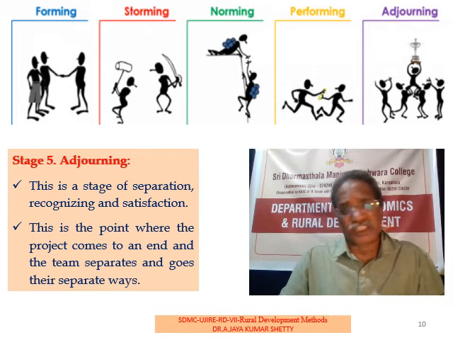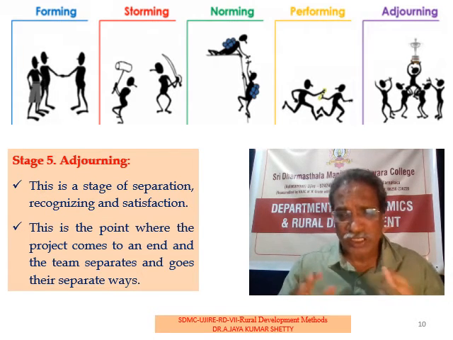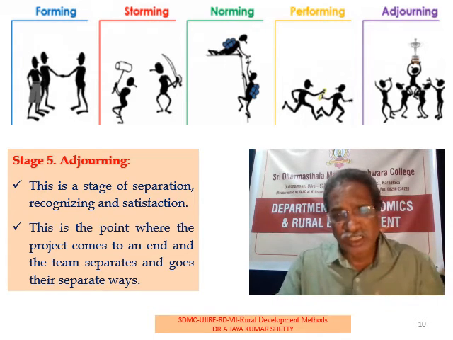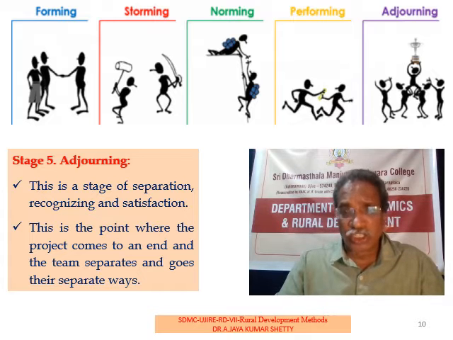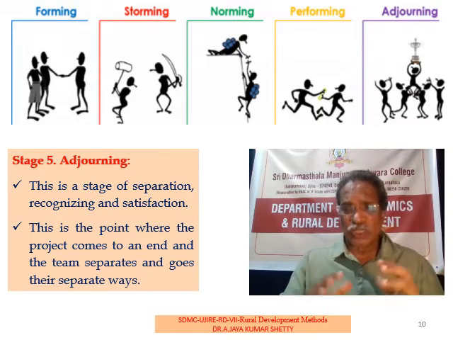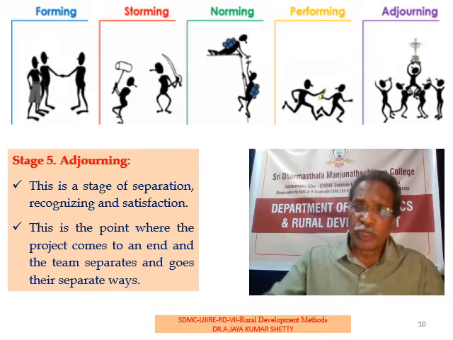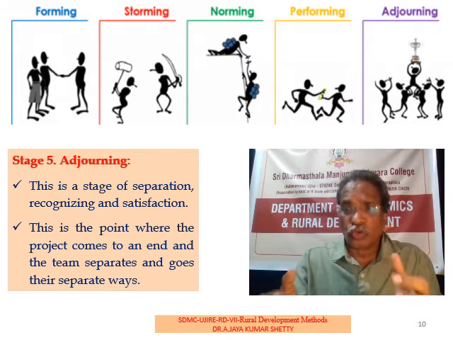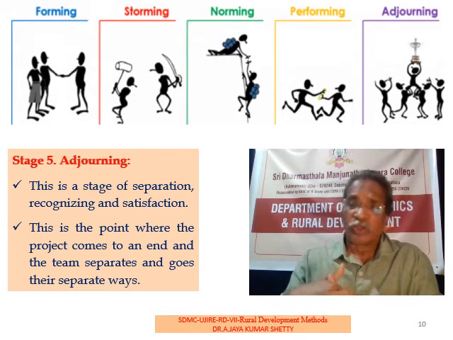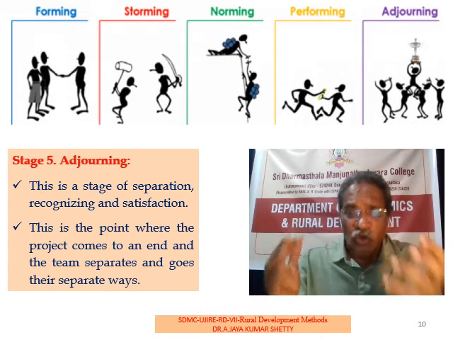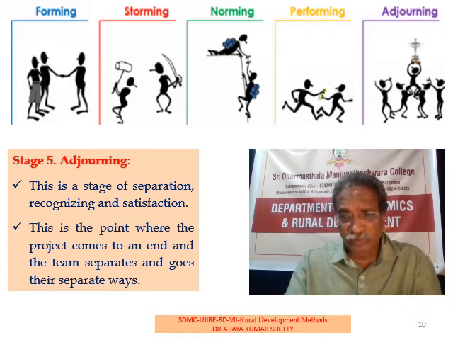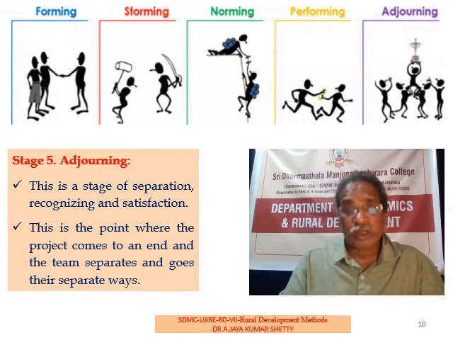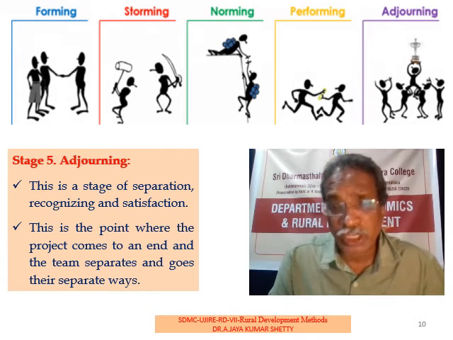So the last stage is, once the task is accomplished, the group will adjourn. So this is the stage of separation, recognition, and satisfaction. Once a project is completed, a group may move to another project. So in a village, if a group is formed to go for Vanamotsava, once Vanamotsava is over, the group automatically gets adjourned. So this is the last stage, the stage of accomplishment, a feeling of pride for accomplishing the task.